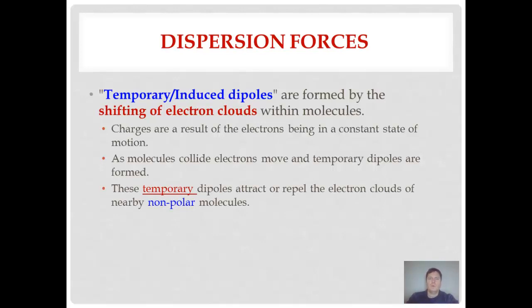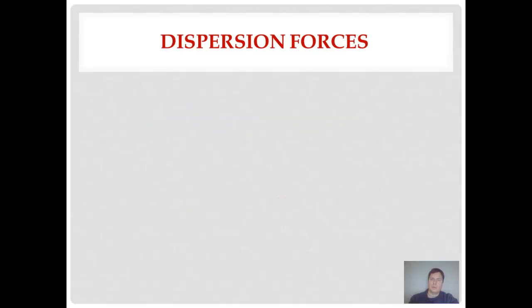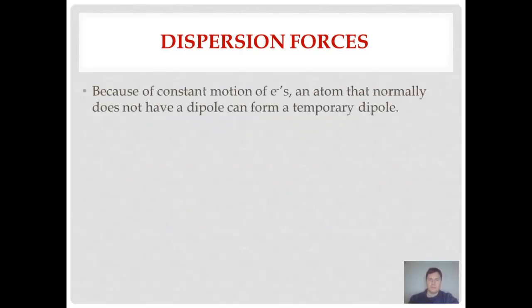So when they shift, you get a slightly positive side on one part of the molecule and slightly negative on the other, and they form these temporary dipoles. If you have positive and negative, they become attracted to each other in opposite molecules. But it's just a quick one, because the electrons shift and then they shift back. So it's only temporary because they're always constantly moving. Because of the constant motion of electrons, an atom that normally is nonpolar can be turned into a temporary polar molecule.